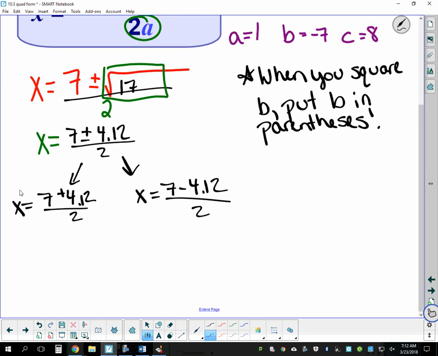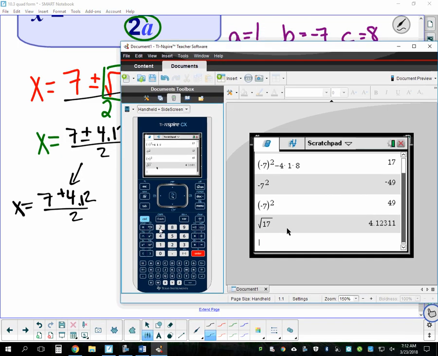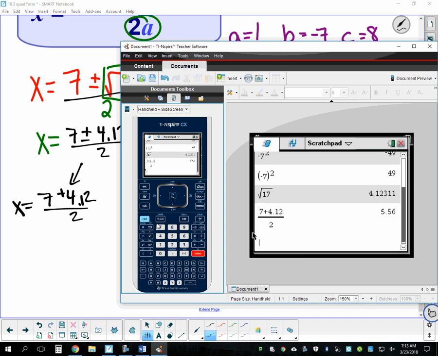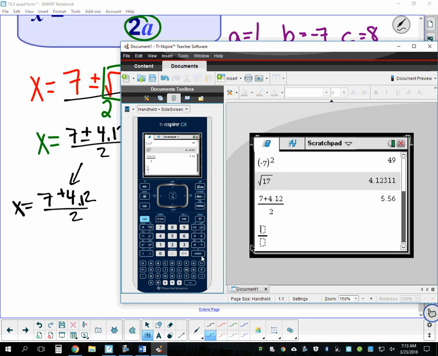At this point, you can calculate each problem, but again, you have to be careful how you put it into your calculator. If I type in 7 plus 4.12 divided by 2, what's the calculator going to do first? It's going to do order of operations, and it's going to do the division first. But I don't want it to do that. I want it to do the addition first. So how can I fix that? I can use parentheses around the top. That would give me the right answer. Or I can actually use the fraction button and put the numerator in that way.